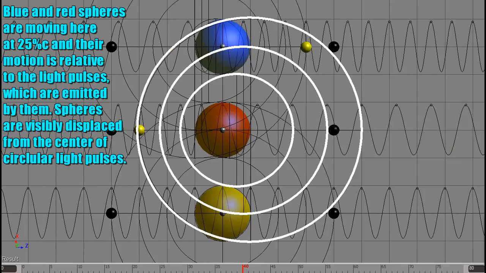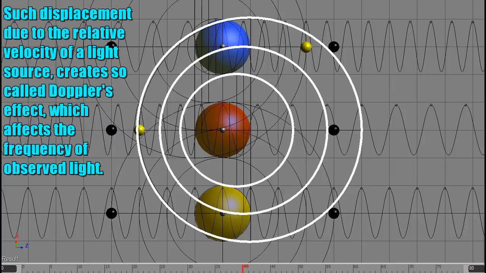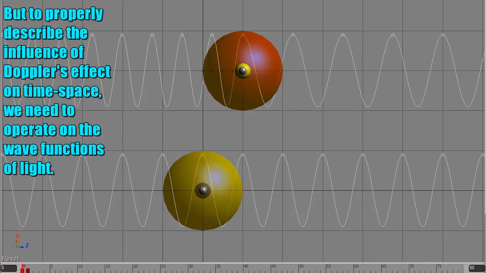Blue and red spheres are moving here at 25% of c, and their motion is relative to the light pulses which are emitted by them. Spheres are visibly displaced from the center of circular light pulses. Such displacement due to the relative velocity of a light source creates the so-called Doppler effect, which affects the frequency of observed light. But to properly describe the influence of the Doppler effect on time-space, we need to operate on the wave functions of light.